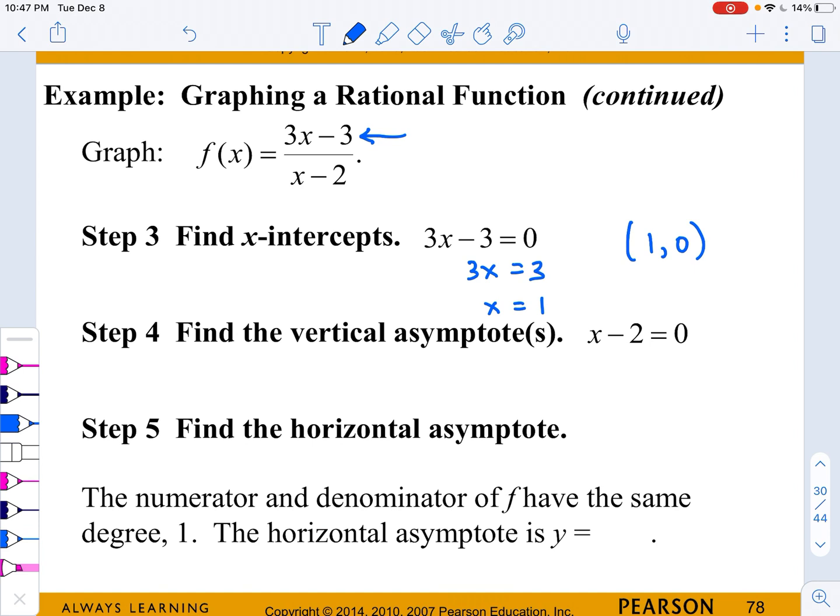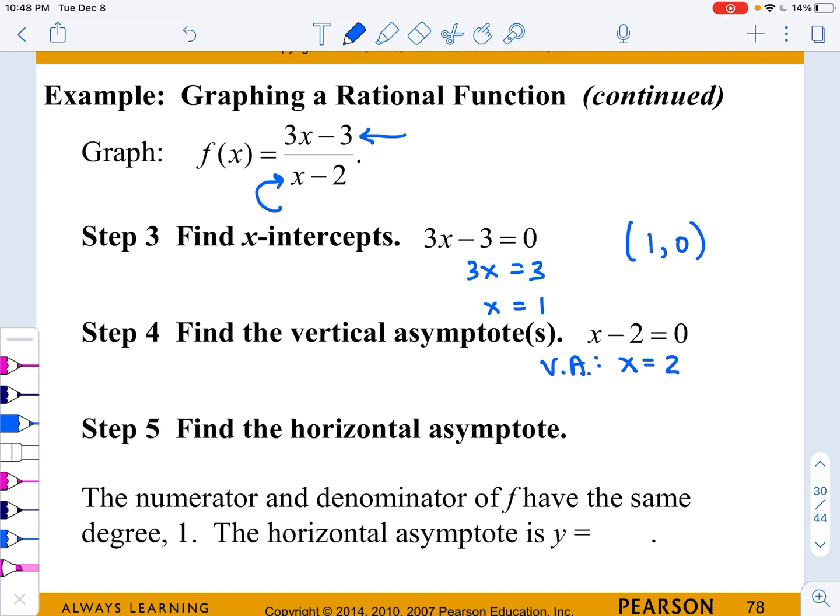Finding vertical asymptotes, that's where we set the denominator equal to 0 to find the exclusions. If we solve to get x by itself, we end up with x is equal to 2, which means that's where our vertical asymptote is located. So it's going to be that dashed vertical line.